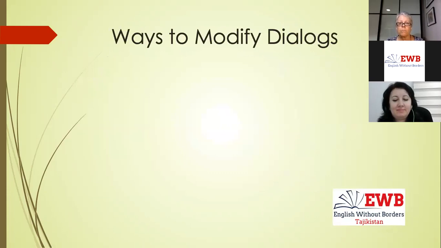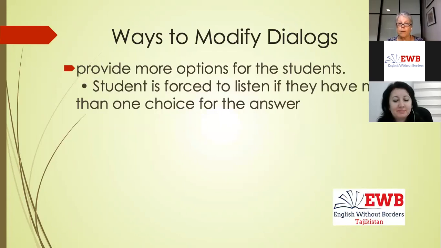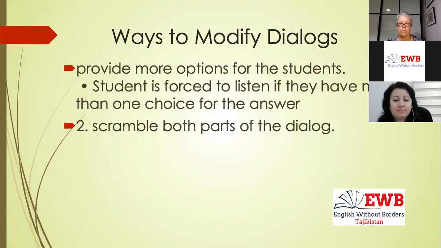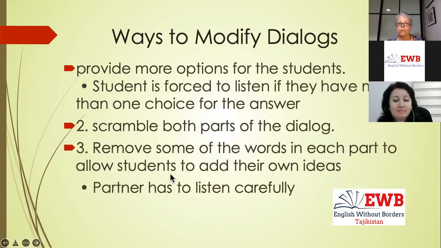So you can modify dialogues in several ways. One is to provide more options for the students. And I'll show you in a minute what that looks like. The student is forced to listen if they have more than one choice to answer. You can scramble both parts of the dialogue. That's a fun way to do it. Or you can remove some of the words in each part to allow students to add their own words. And in all of these cases, the partner has to listen very carefully.